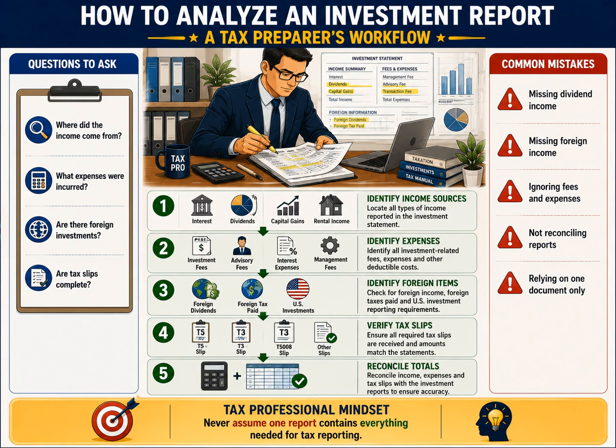This is where everything comes together. Income amounts, expenses, tax slips, and investment reports are compared and matched. Reconciliation helps identify missing information, duplicate amounts, or inconsistencies before the tax return is prepared.